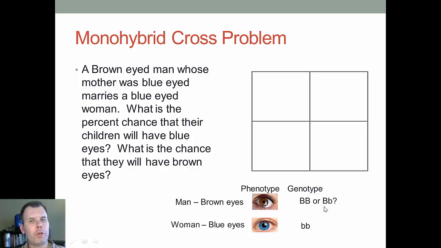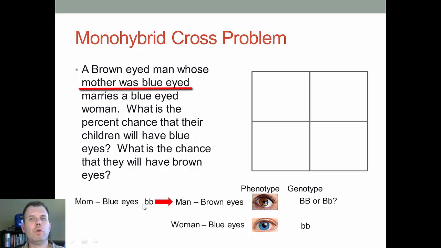It's the same situation that we had with my wife, Amy. But how can we figure this out? Now, if you look at this problem, it gives you the clue right here. Mother was blue-eyed. That gives us some clue of what the man's genotype is going to be. So let's look at that.